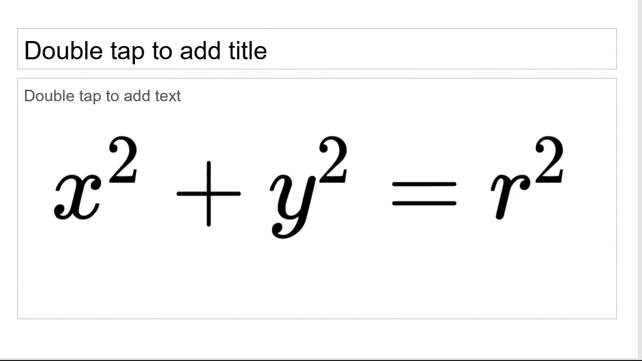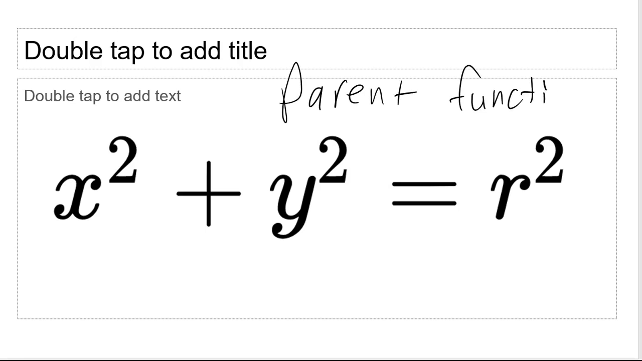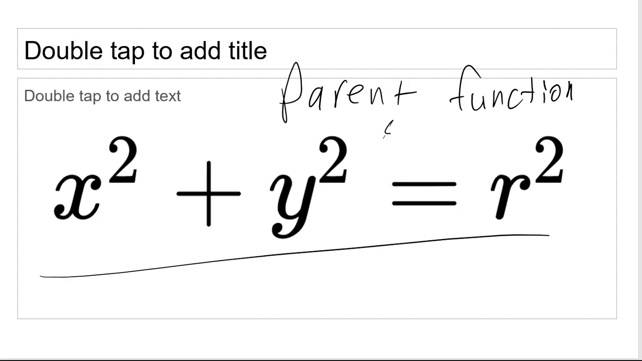With everything we're talking about, we're always referencing this. This is called our parent function. Parent just means this is where it starts, and everything we say, if I say down 3 or up 2, right 3, it's always based off this being my starting point. And there we go. We're going to work on some examples now.